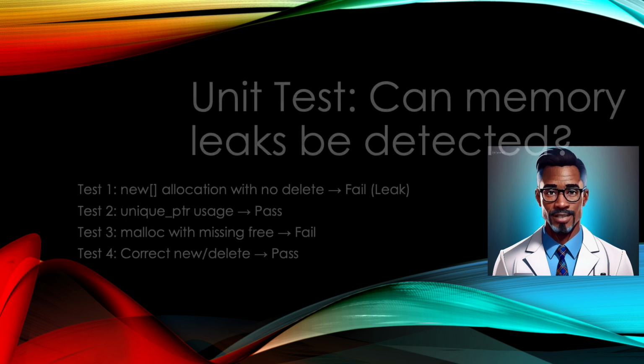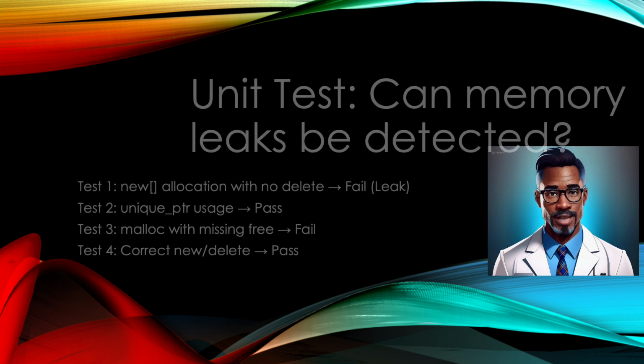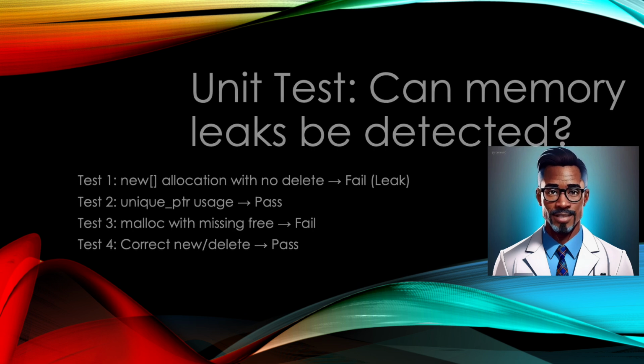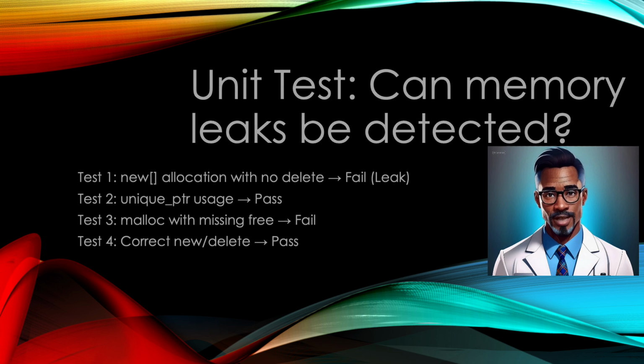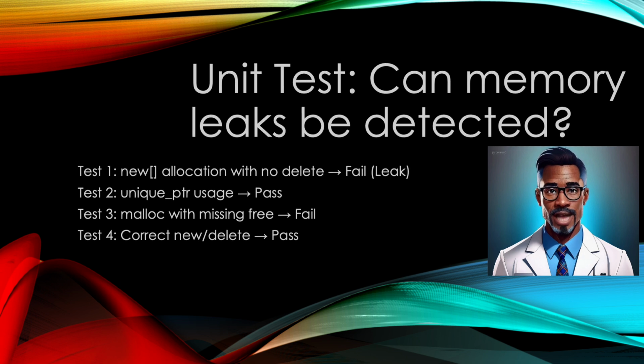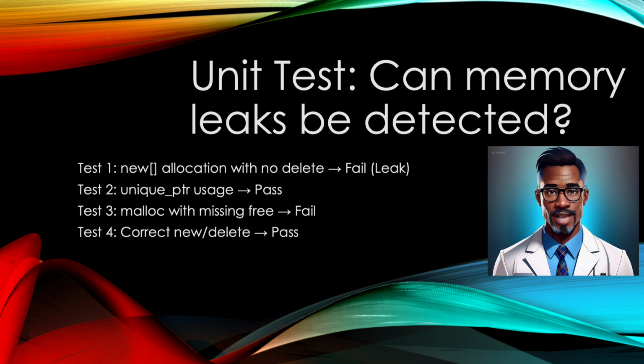Slide number 17, unit test, concurrency safety. Race conditions are hard to spot. We simulate unsafe shared variable access, which fails, and atomic operations, which pass. These unit tests, paired with tools like ThreadSanitizer, help us write reliable thread-safe code.